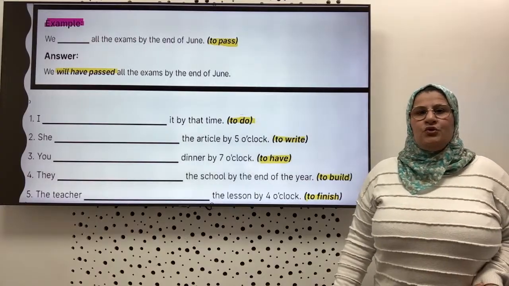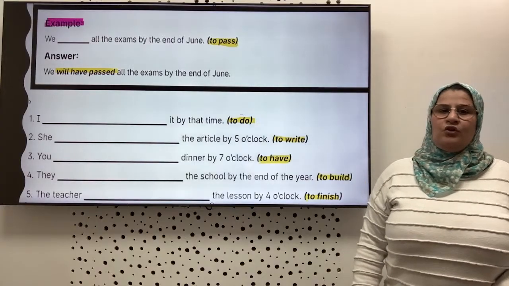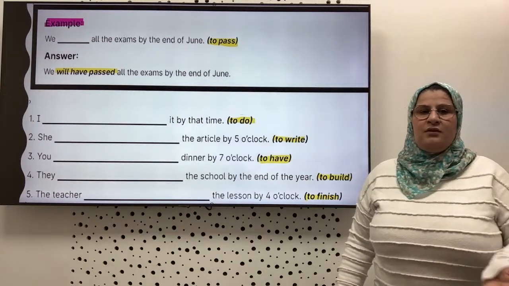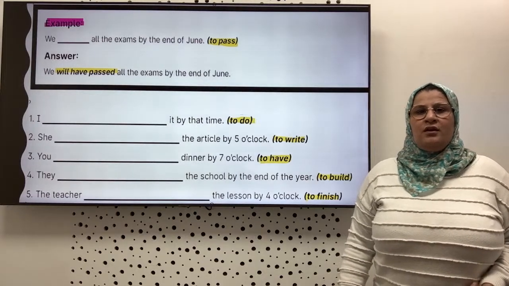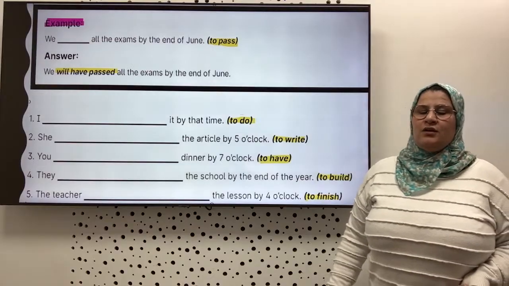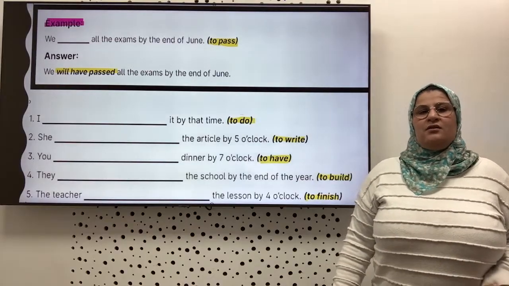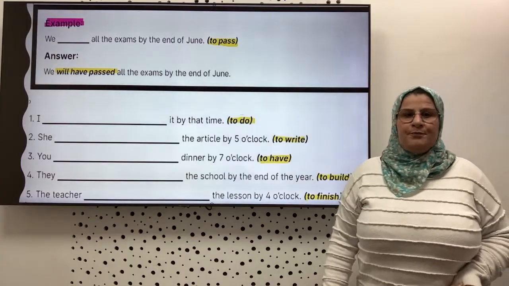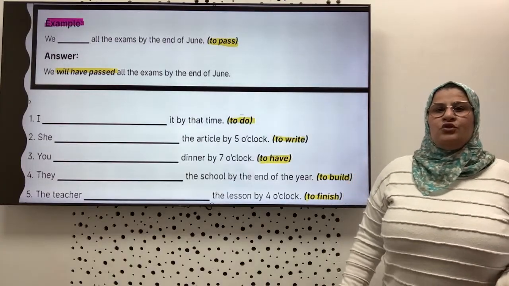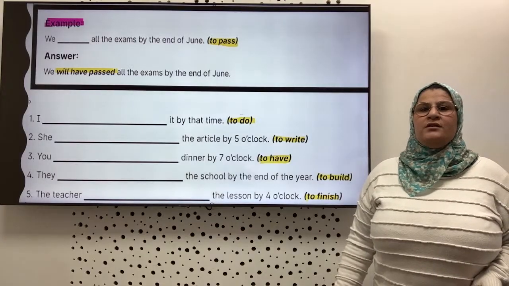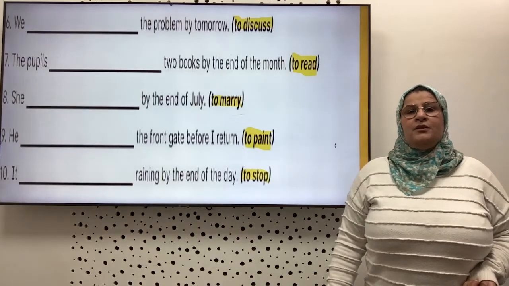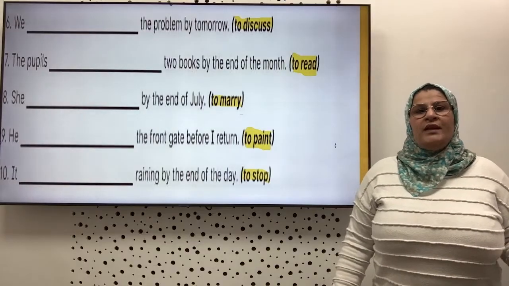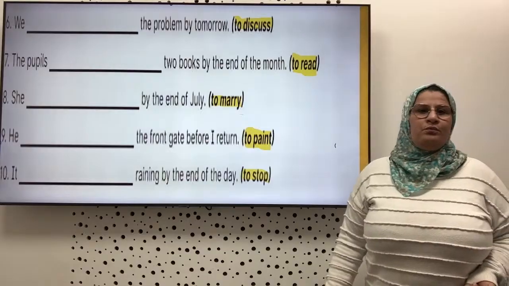Number 3, "you verb to have dinner by 7 o'clock." So we can say that by 7 o'clock you will have had dinner. And number 4, "they from the school by the end of the year." Verb "to build." So we can say that they will have built the school by the end of the year. Number 5, the teacher will have finished the lesson by 4 o'clock. Number 6, "we verb to discuss the problem by tomorrow." So we will have discussed the problem by tomorrow.